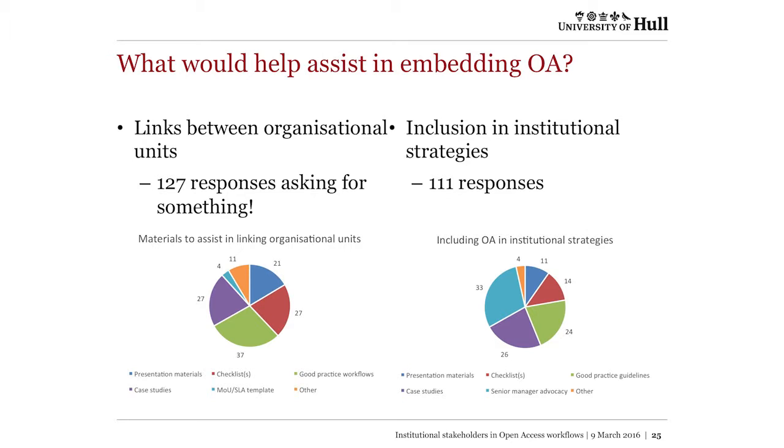So subsequently, what would help in order to take that forward? And we got lots of responses to say what would be useful to help facilitate those links between institutional stakeholders. Predominantly people were looking for good practice workflows, case studies and checklists in order to understand what they should be doing. In terms of assistance and inclusion in institutional strategies, again, people were looking for good practice guidelines, case studies, and senior manager advocacy, as you might imagine.